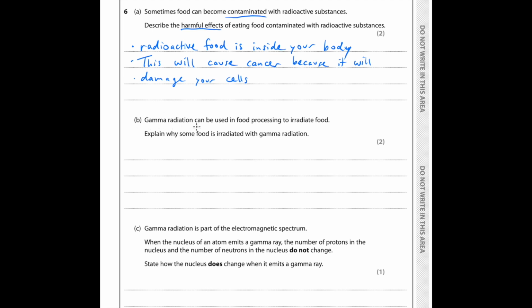Part B. Gamma radiation can be used in food processing to irradiate food. Explain why some food is irradiated with gamma radiation. So remember, gamma has got a very high frequency. So it's got lots of energy. So if there's any bacteria inside the food, the bacteria will absorb the energy and it'll get killed. So it sterilizes the food. So gamma will preserve the food.